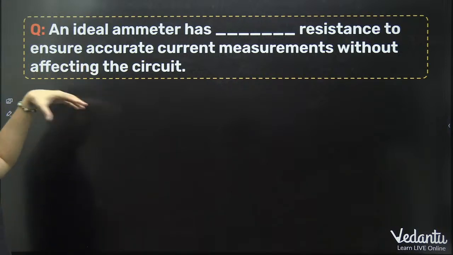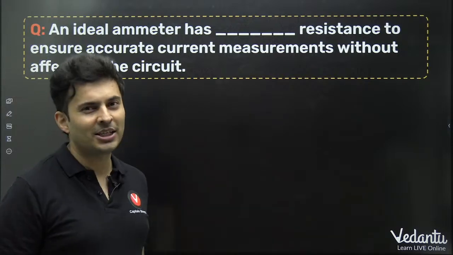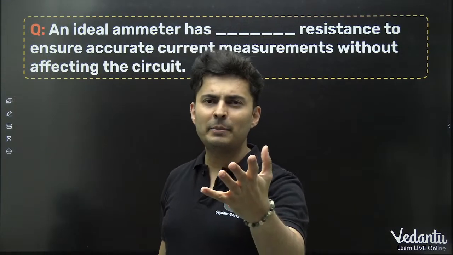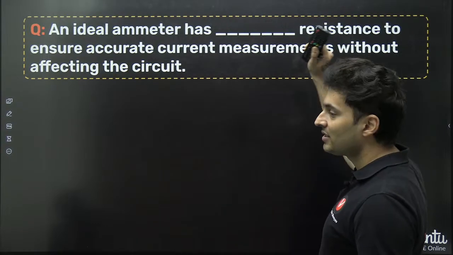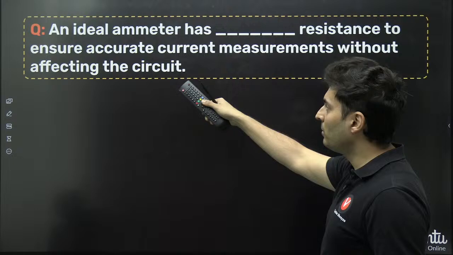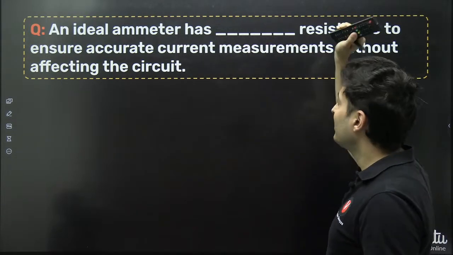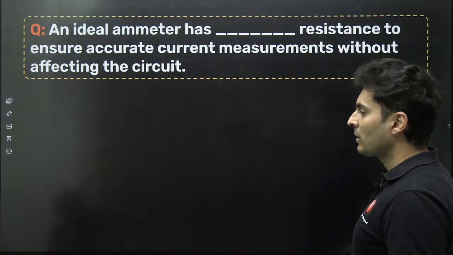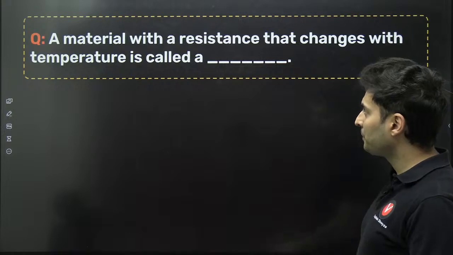If you take an ammeter, it has some resistance to ensure accurate current is measured in the circuit. Ideal ammeter has negligible, zero resistance. So an ideal ammeter has zero resistance to measure the current accurately. Voltmeter ideally has infinite resistance. So the answer here is 0. If it was voltmeter, the answer will be infinity.